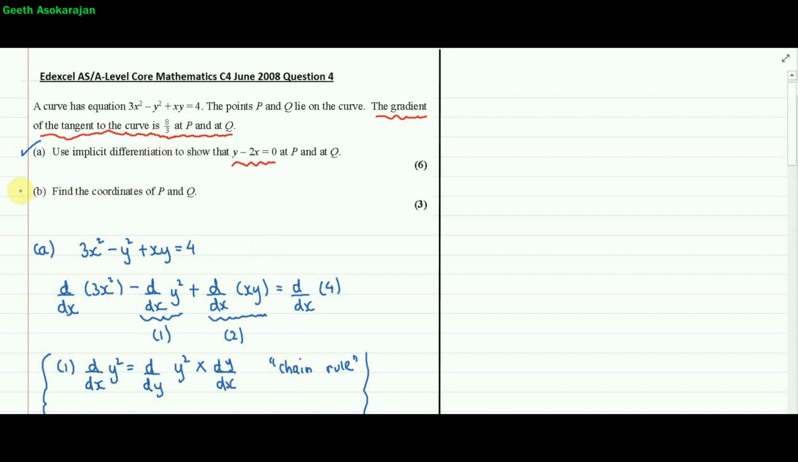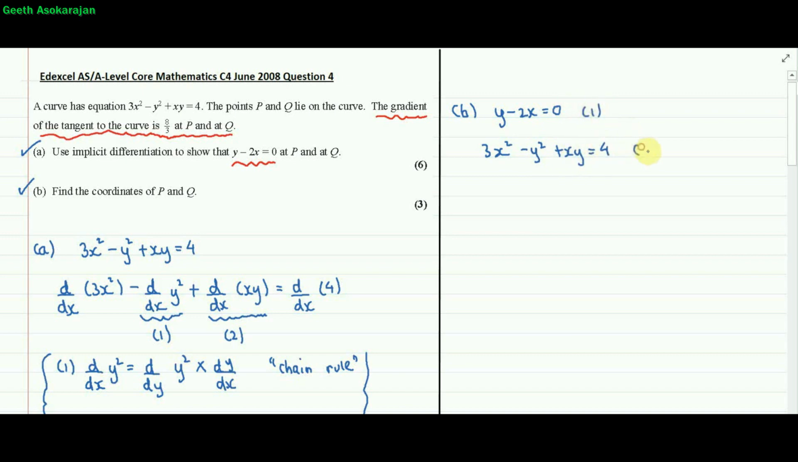Now for part B. Part B: find the coordinates of P and Q. So we know that at P and Q, as a result of part A, y minus 2x equals 0. So let's do part B here. We know that y minus 2x equals 0 at P and at Q. And we know the curve equation, so let's copy that down too: 3x squared minus y squared plus xy, and that is equal to 4.